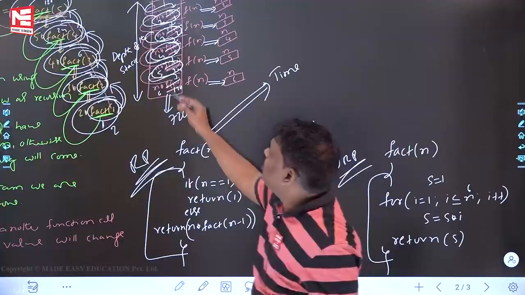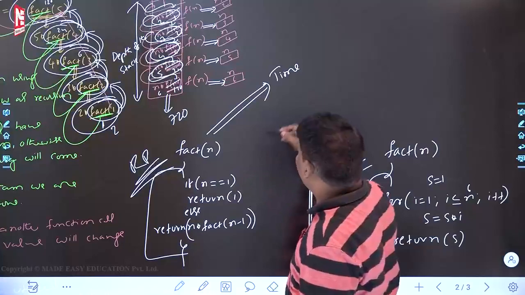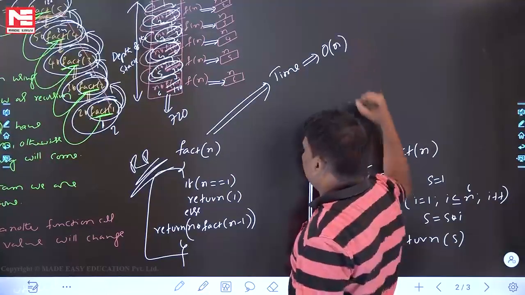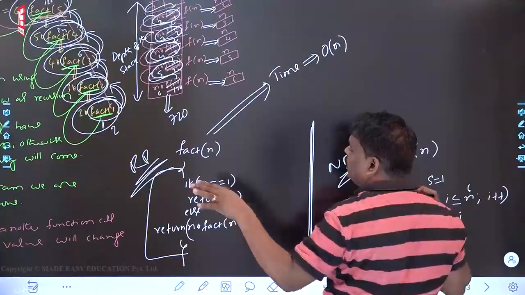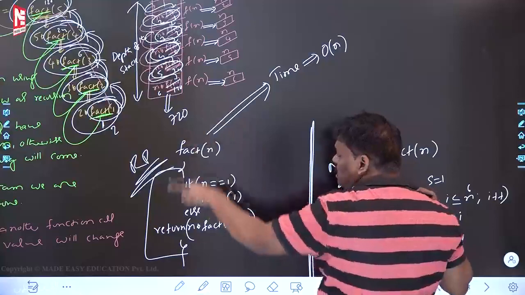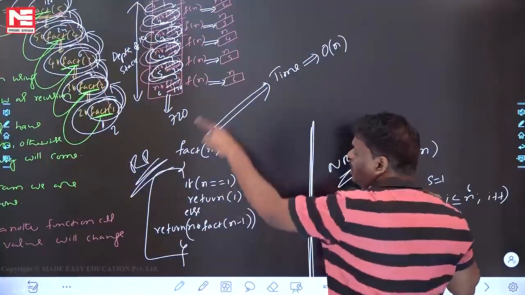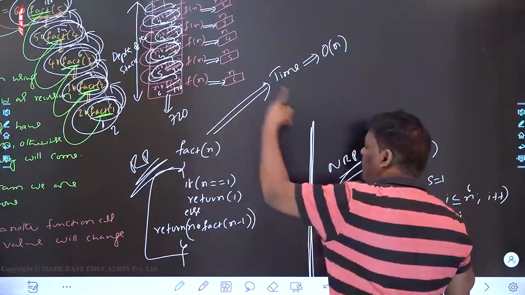6 is given, I think 6 times. If n is given, n times. So time complexity, what is the answer? Big O of n times called. 6 calling 5. So everyone now, time complexity means loops only. Recursion is nothing but a loop. 6 calls 5, 5 calls 4, 4 calls 3, 3 calls 2, 2 calls 1, right? 1 is the stopping point, then you will come back.